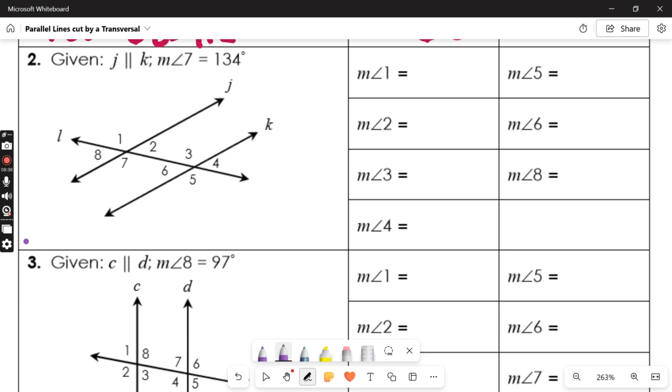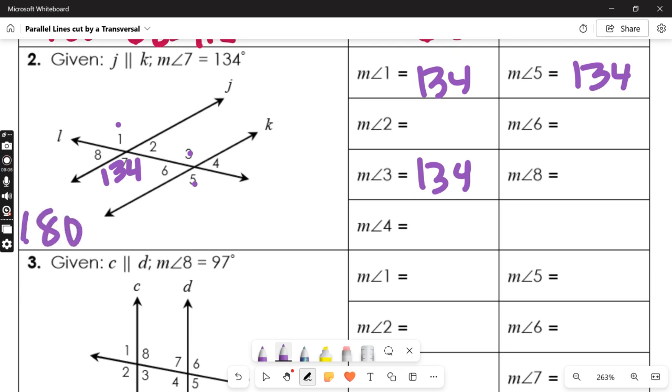Okay, so let's try this one. It says angle 7 is 134. You try it and then come back and check your answers. Okay, angle 1 is vertical, so it's 134. Angle 5 is corresponding, so it's 134. Angle 3 is also 134.